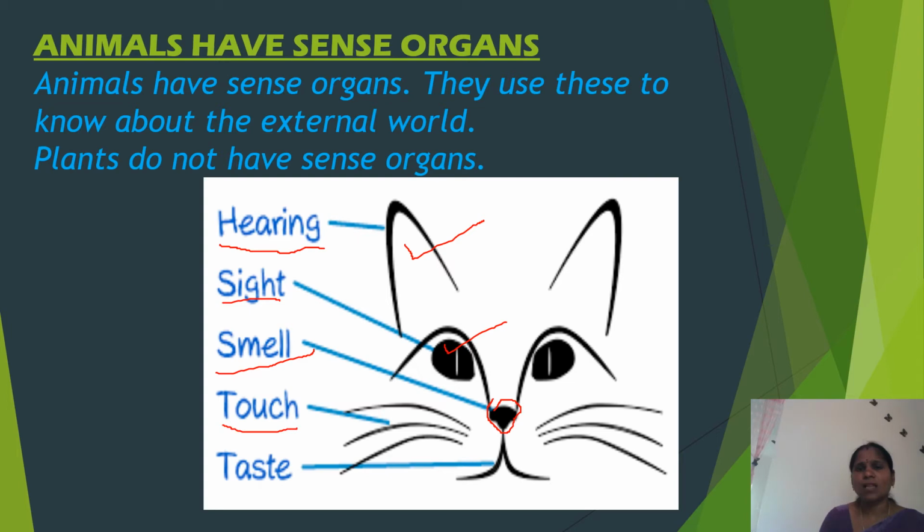Touch. Feel. How can we feel whether it is hot or cold? With the help of our skin, we can find whether it is hot or cold or hard or soft, or anything. Next, taste. How can we taste? With the help of our tongue, we can taste whether it is salty or sweet or bitter or anything. So animals have the sense organs to feel around us. Plants do not have these sense organs.